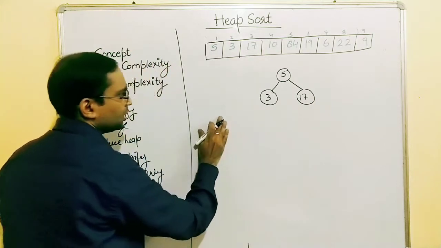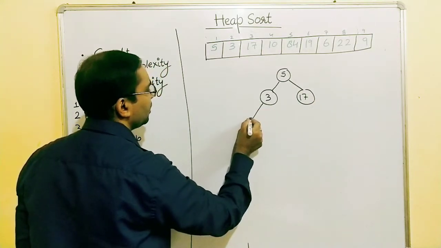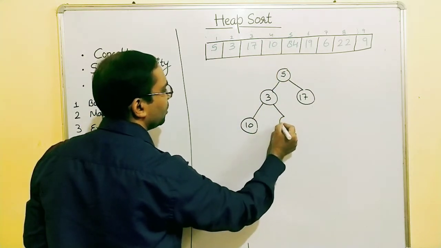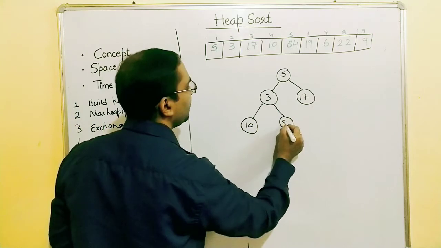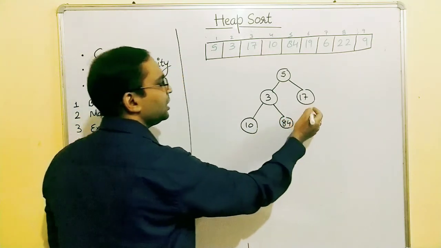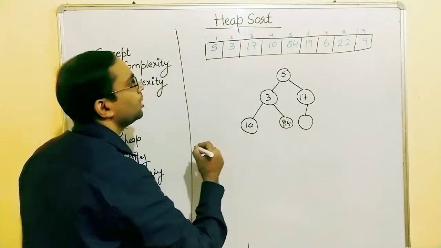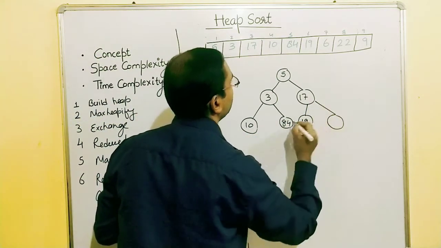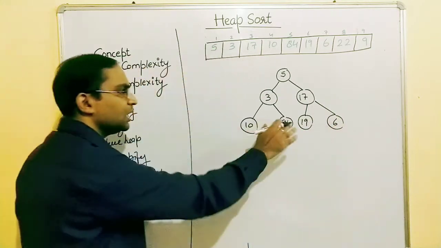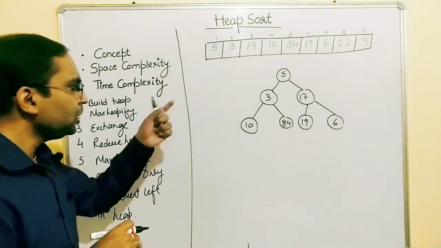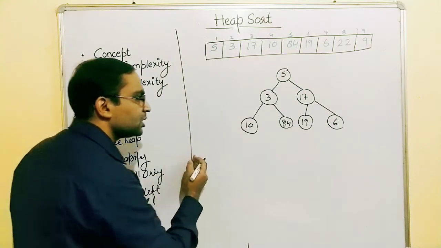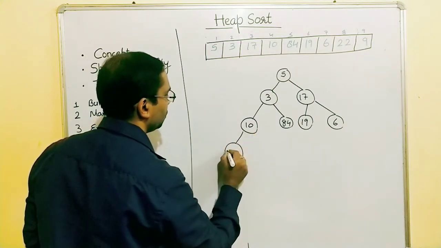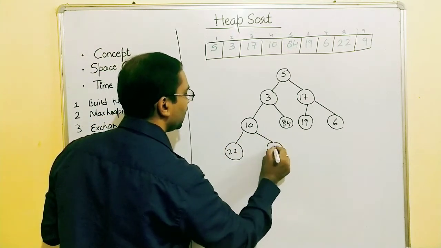Now we'll again start from the left-hand side. We'll take the left child of 3 and fill it with the element 10. Now the right child of 3 will be filled with 84. Then for 17, the left child will be 19 and the right child will be 6. Then this level is complete. We need to move down to the next level, again starting from left to right. After 6, we have 22, and then as the right child of 10, we have 9.